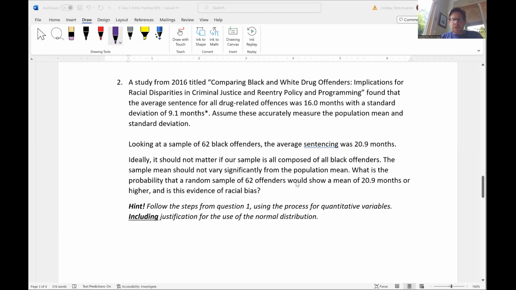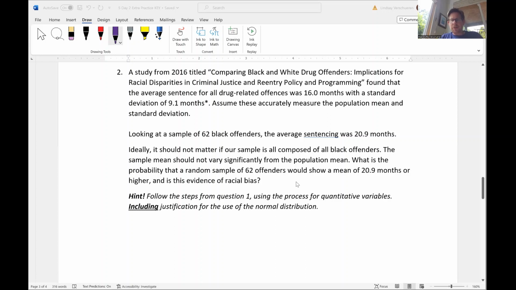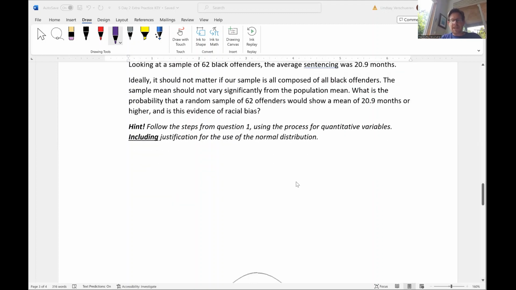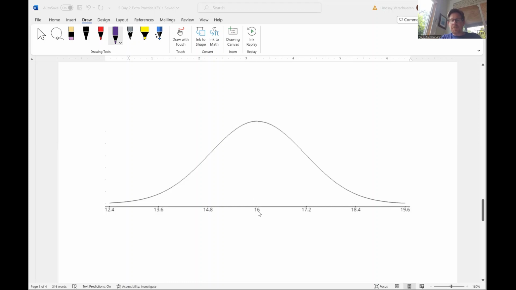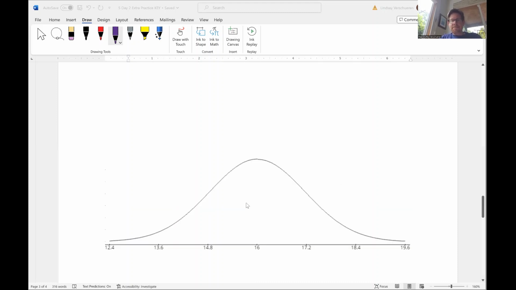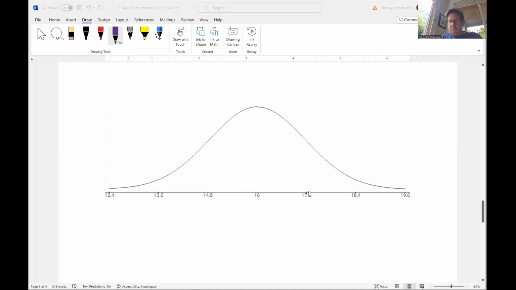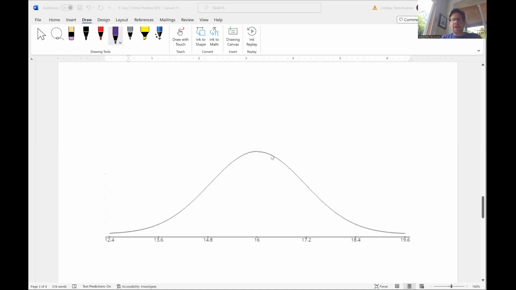It helps to start just by looking at the distribution in general. Any sample of 62 offenders should average out to be numbers similar to 16. So I'm going to jump down, and the distribution of this is 16 right in the center. And you'll notice that the numbers defining a standard deviation up and down look like about 1.2. I'll show you where that number came from.